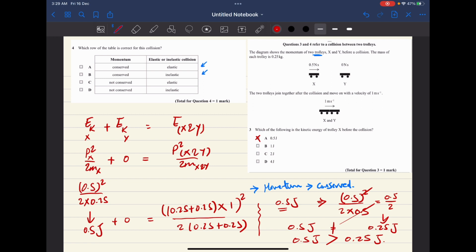This means it is an inelastic collision, where the two trolleys join together and move as one object. So some of the energy is dissipated to the surrounding environment in the form of sound, sometimes heat energy released to the environment. So the correct answer for question 4 should be 4B.